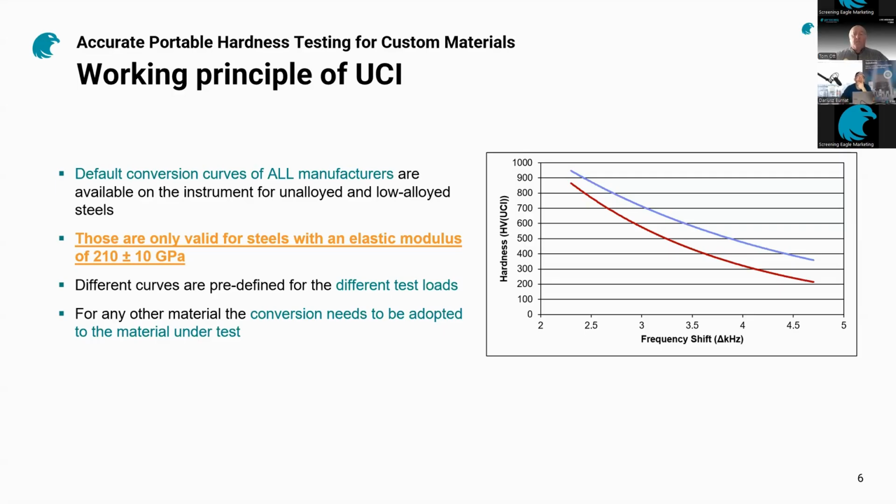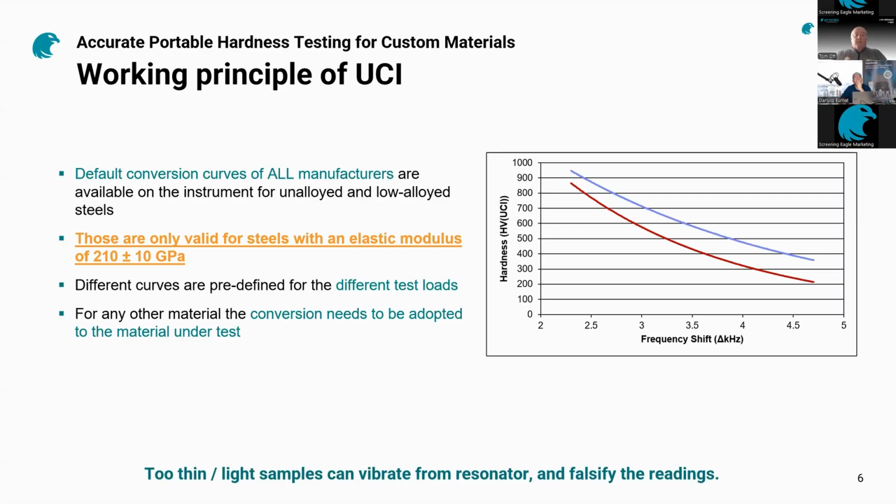The other thing that's important to note is different curves for the frequency shift are developed for the different test loads. That you can see there, the blue line is for one test load and the red line is for another. So again, we need to make sure that we're not testing something that's too thin or too light, or else that vibration is not going to be properly shifted and we're going to get inaccurate or false readings.